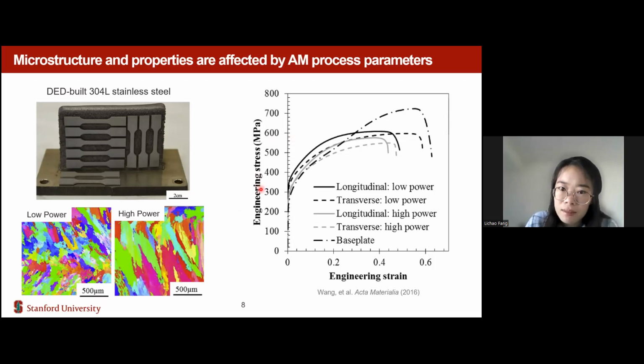When we look at the stress and strain curve, you can also see that the lower power case has much higher strength than the high power case. That actually explains that different laser parameters and processes will change microstructure formation, and different microstructures will have different mechanical properties. However, that is not fully understood.